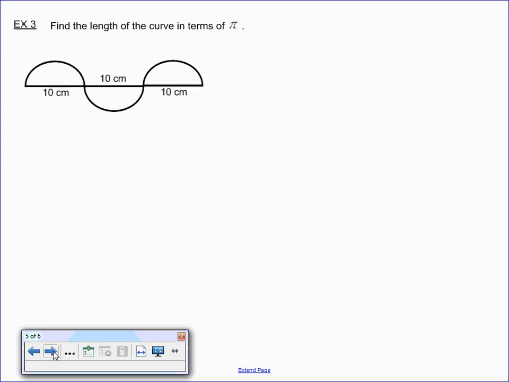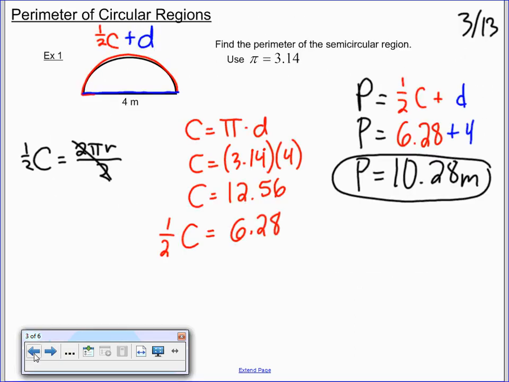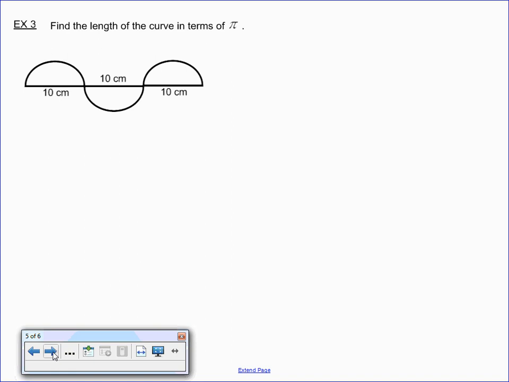So, actually, let's go back to the first example. This was a shape. We had to add up all the sides. Example 3 says find the length of the curve. Now, in your workbook, it's going to have a dotted line here instead of a solid line, and that's how you'll know, and also the keyword of curve. So we're only looking for the curved part. We're not adding the straight sides and the curved sides.